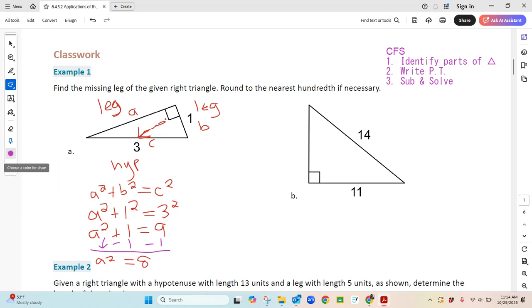The last step is to undo that second power, that exponent. So we're going to take the square root. Now it says to round to the nearest hundredth. That is 2 decimal places. I'm going to move right next door and put that A equals the square root of 8. Now, I don't know what that is off the top of my head, so I'm going to put it into my calculator. Remember, to do the square root, you're going to click second and then x squared in your calculator.